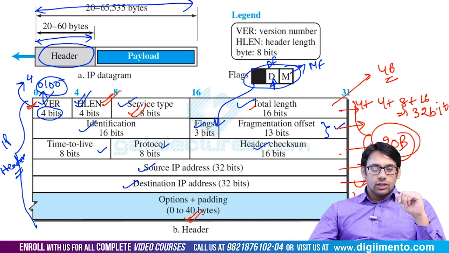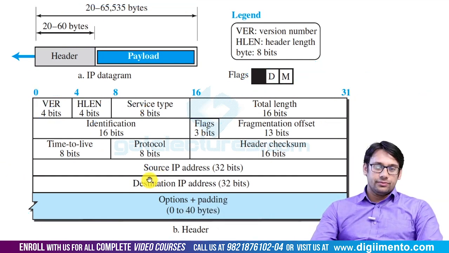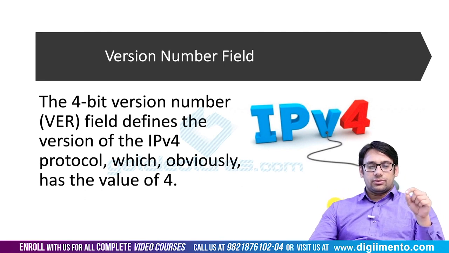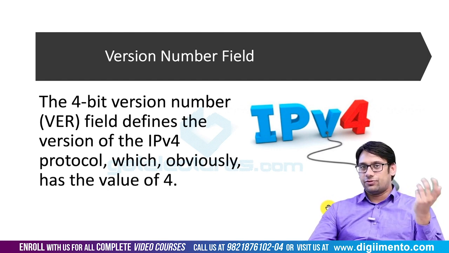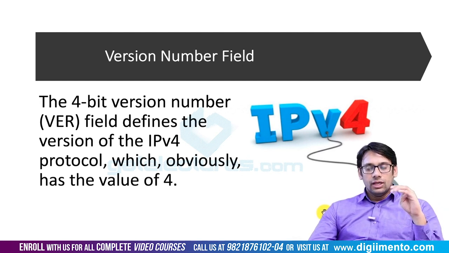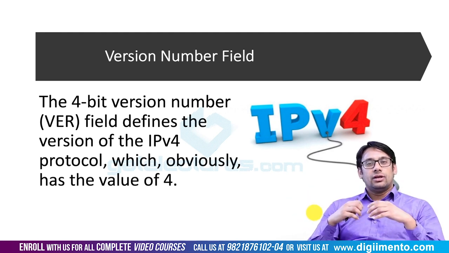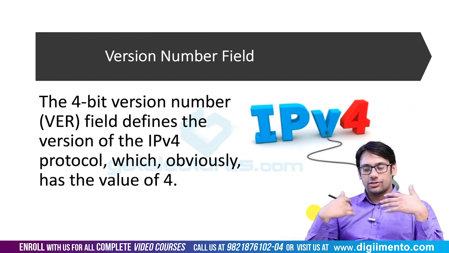Okay. Now, let us discuss each and every field one by one. The first field here is the version field. Now, look at the version field. The version field stores the number which shows the version of the IP protocol. Because we are studying the IPv4 protocol, the version field is going to store the number 4. The IPv6 header is completely different from the IPv4 header. They are two different kinds of headers. They store different kinds of information because they have updated it.